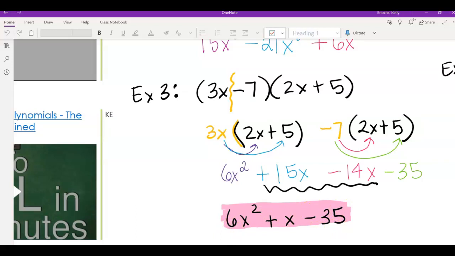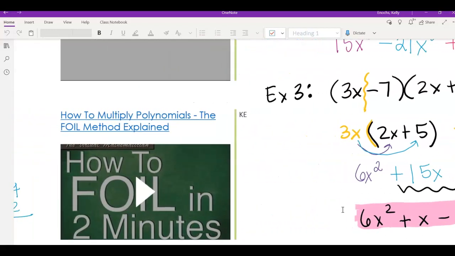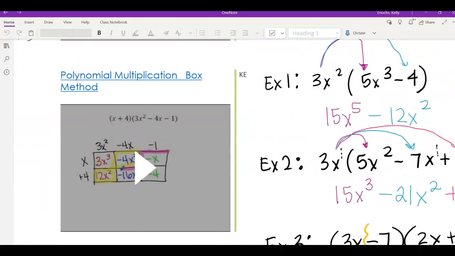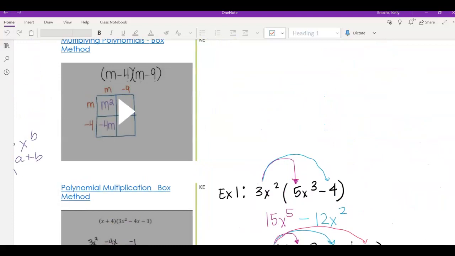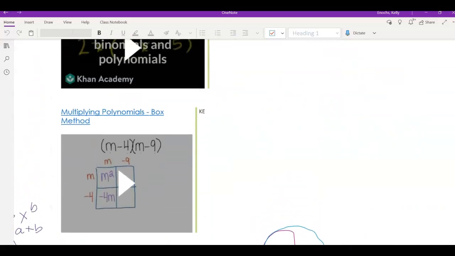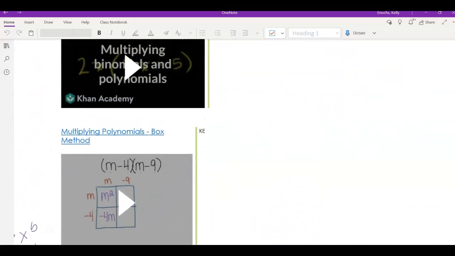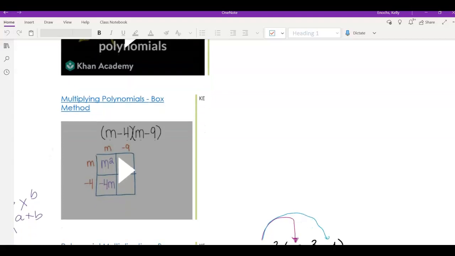Okay. Now, if you need more help on multiplying polynomials, I would check out both of these videos right here. And they will also talk about the box method, which could be helpful for you in any of those. So multiplying binomials at the top, and then doing the box method if that's something that interests you.